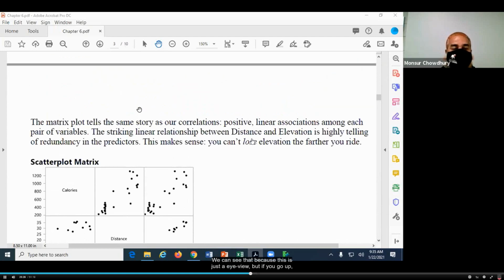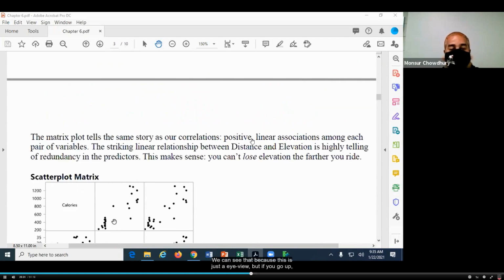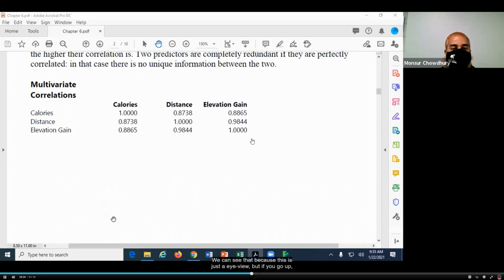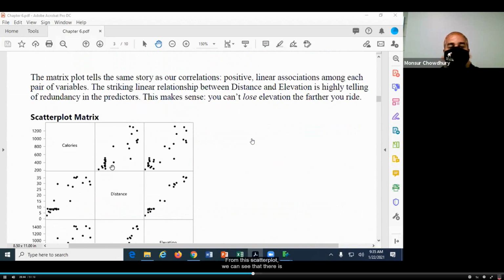And we can see this just by eye, but if you go up, you can see that distance and the calories are highly correlated, and the correlation is 0.873. So from this scatter plot, we can see that there is a strong positive linear correlation because we don't see any curved pattern.